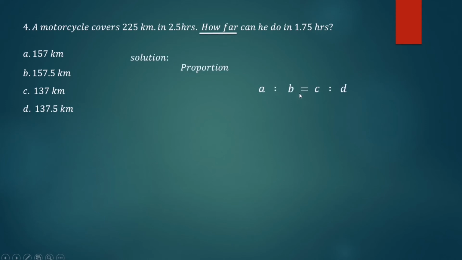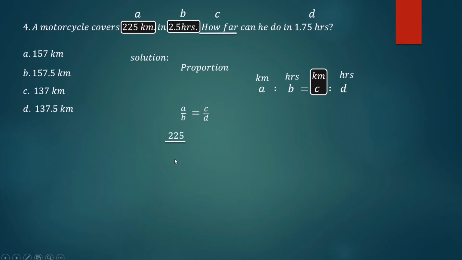So then using the proportions, this could be our pattern. A, so the unit measurement is kilometers, and B is ours. How far? So we are using here the kilometers and D the hours. So look at the pattern. So kilometer is to hour, and then we are asking for the C, how far. So A over B, ang A natin dyan is 225 over B natin is 2.5 is equal to C. We are asking for this, how far. So let X be over 1.75.